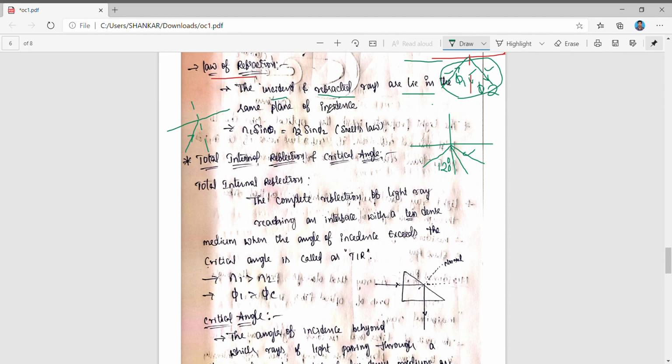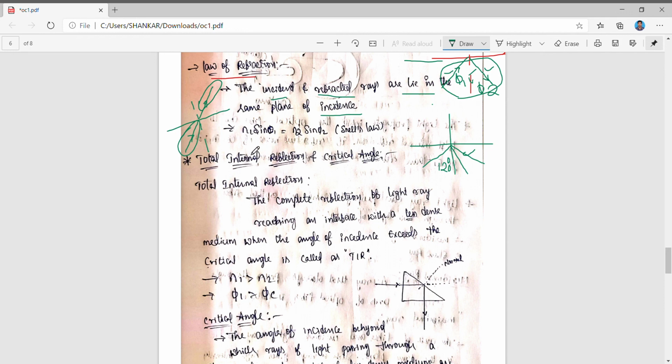In the law of reflection, what we studied is that the incident ray, the reflected ray and the normal to the surface should all lie in the same plane. But here the law of refraction says that the incident and refracted rays lie in the same plane of incidence. Whatever the incident signal is, the refracted signal should lie in the same plane of incidence. So this is represented as the law of refraction.